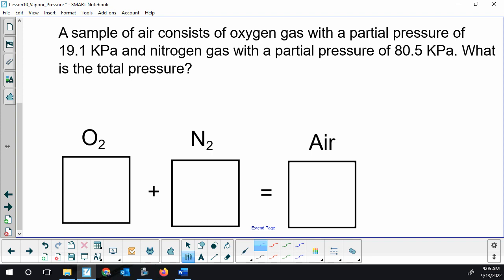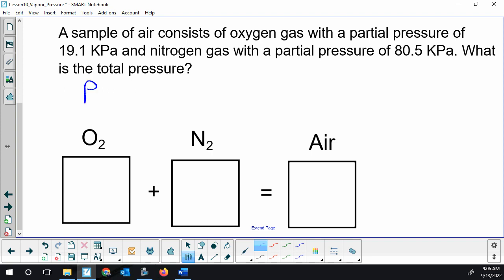So, putting some math or numbers to this, we have a sample of air consisting of oxygen and nitrogen. I'm ignoring the other tiny pieces to simplify this a bit. We're told the partial pressure of oxygen is 19.1, the partial pressure of nitrogen is 80.5, and we're asked what the total pressure is. And then I've got a bit of an illustration that I'll address at the very bottom.